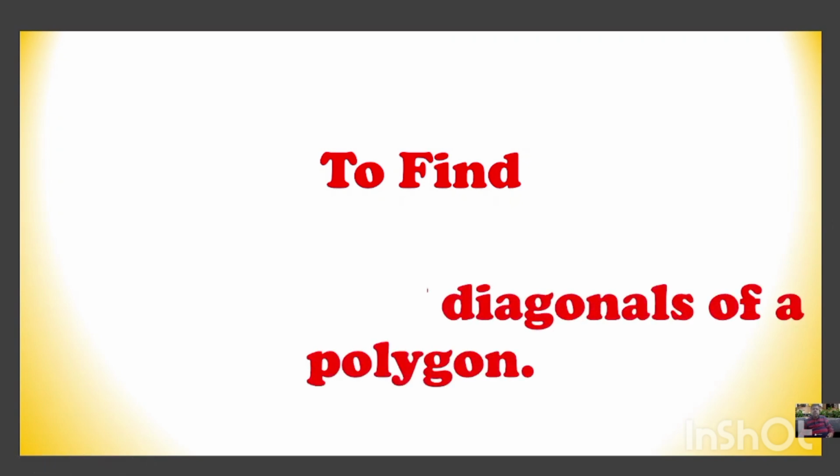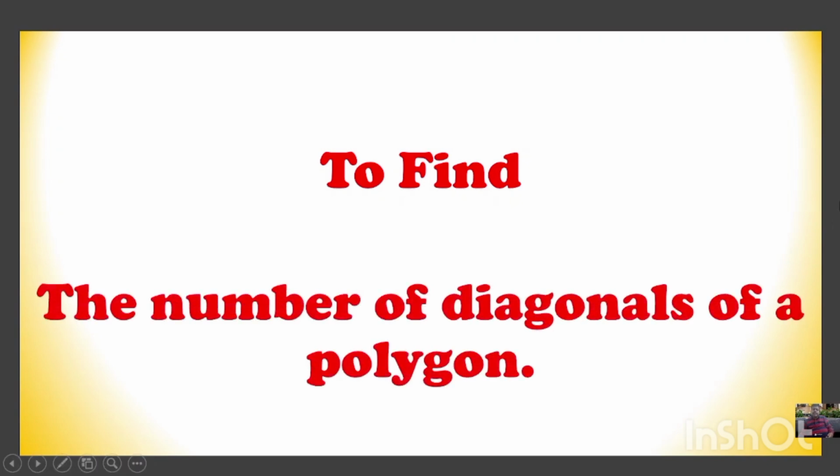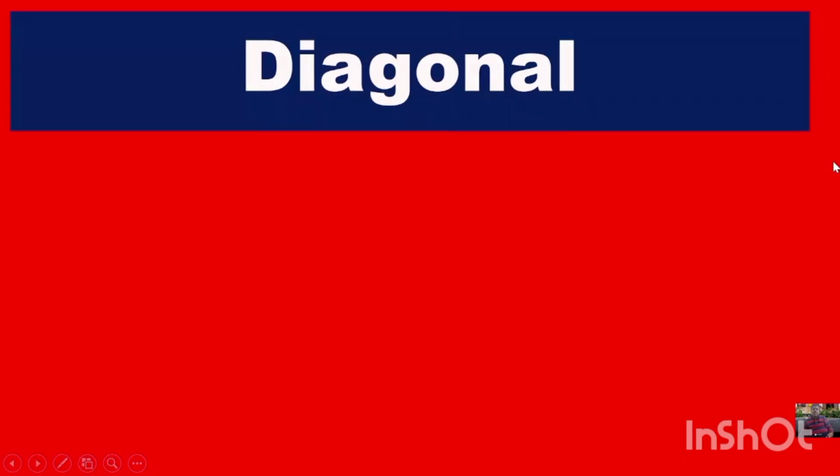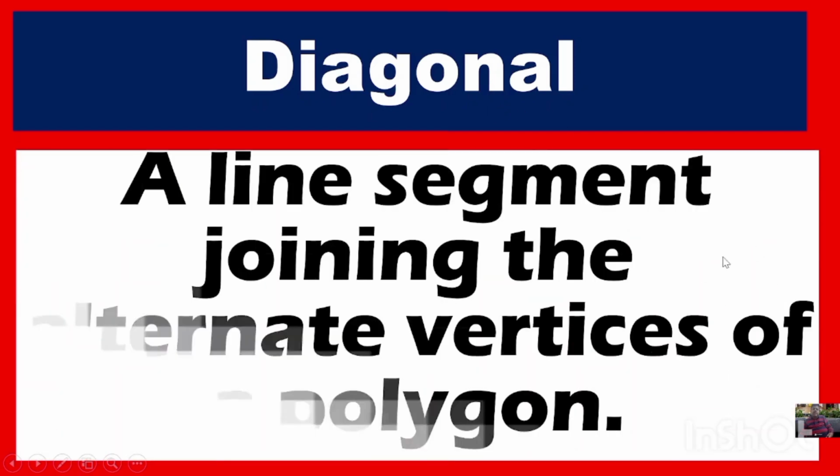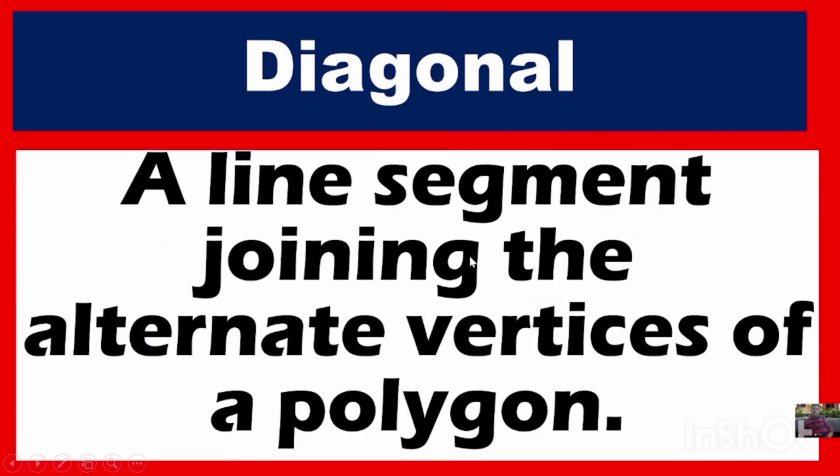So dear students, in this class we are going to find out the number of diagonals of a polygon. How many diagonals does a polygon have? This is the concept we are going to explain, along with some problems. Once again, you can recapitulate what a diagonal is: a line segment joining the alternate vertices of a polygon.